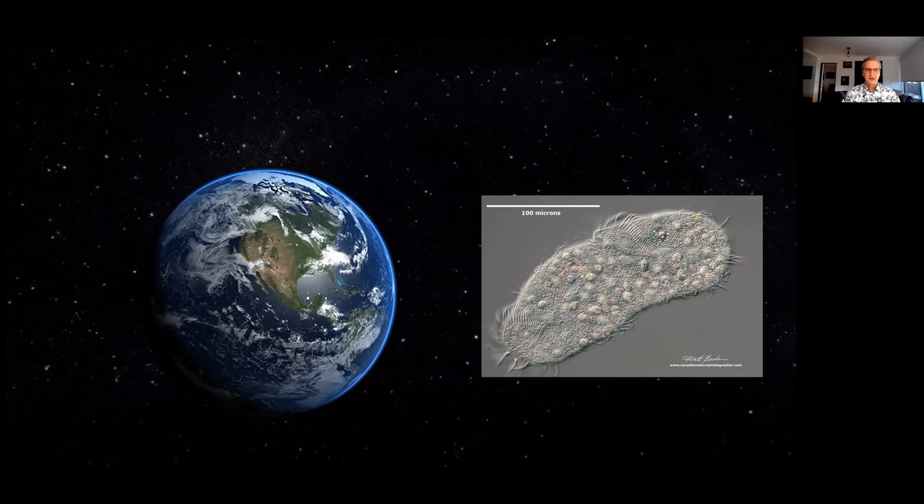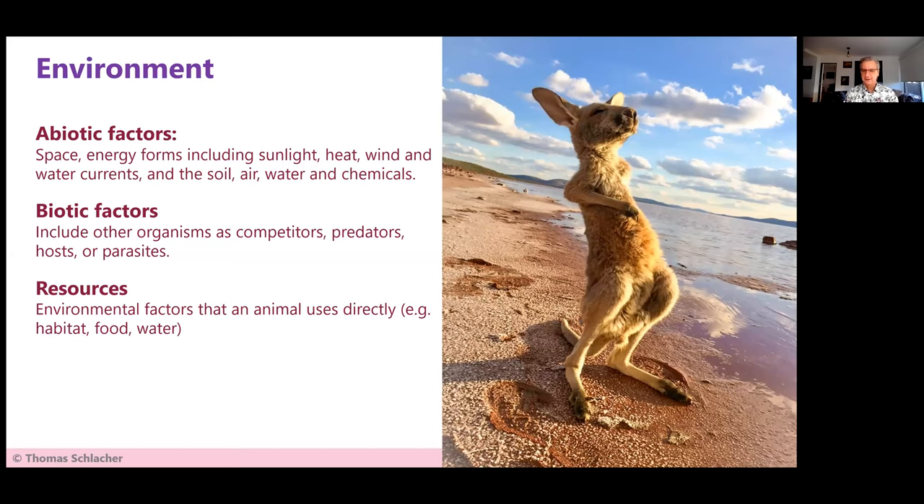So people also talk about the environment. I love this picture of the kangaroo scratching its tummy on a beach. Looks like Tasmania or something. Never mind. So the environment of an animal is actually something quite complex because it encompasses a range of abiotic factors such as the space available, the energy forms, the weather, the climate, the soil, the air, the water properties, and many other factors.